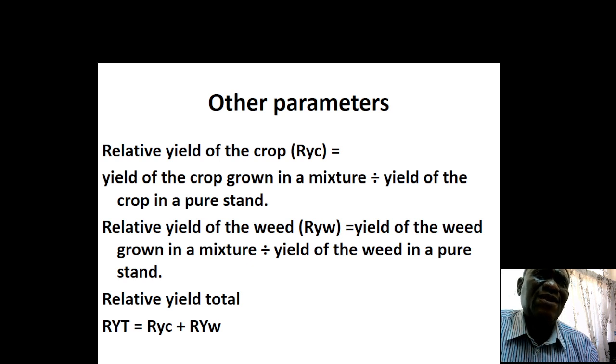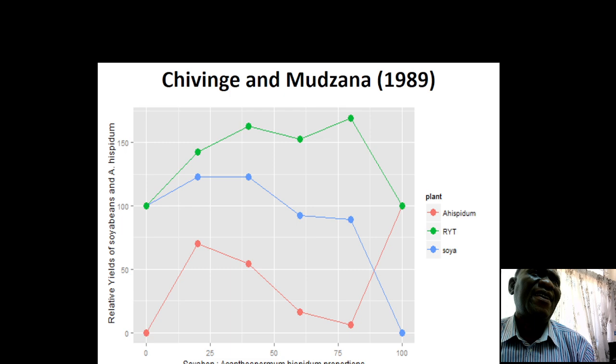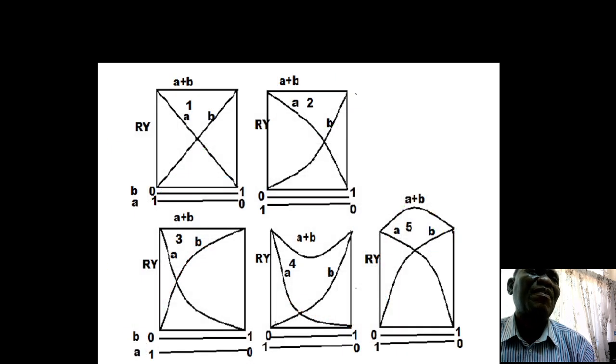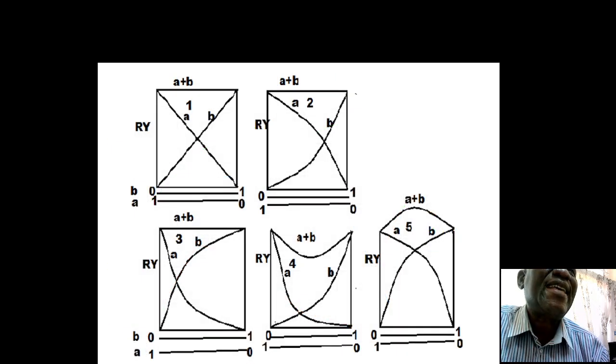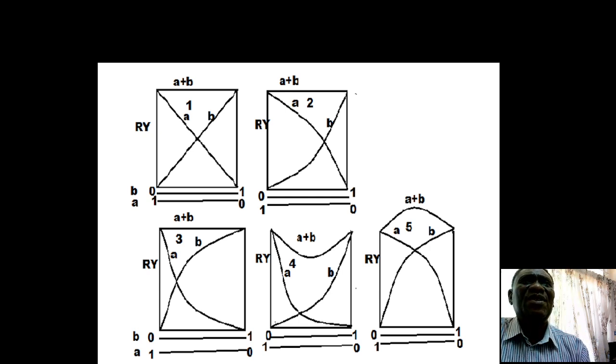Then relative yield of the crop plus relative yield of the weed can give us what is known as the relative yield total. If I can just go to these diagrams where we say A plus B, that is what is known as the relative yield total. And on the y-axis, we have got either relative yield of the weed or relative yield of the crop on both. This is on a single diagram.